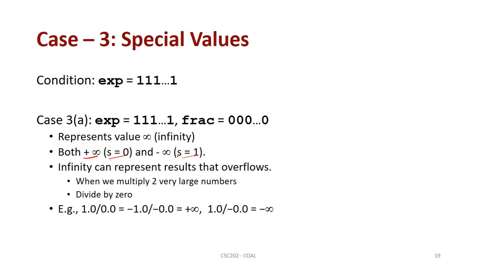And one more way is a mathematical rule, like if you divide any number by 0, 2 divided by 0. So these are a few examples. 1.0 divided by 0.0, we get positive infinity. Minus 1.0 divided by minus 0.0, we get positive infinity. And again 1.0 divided by minus 0.0, negative infinity.